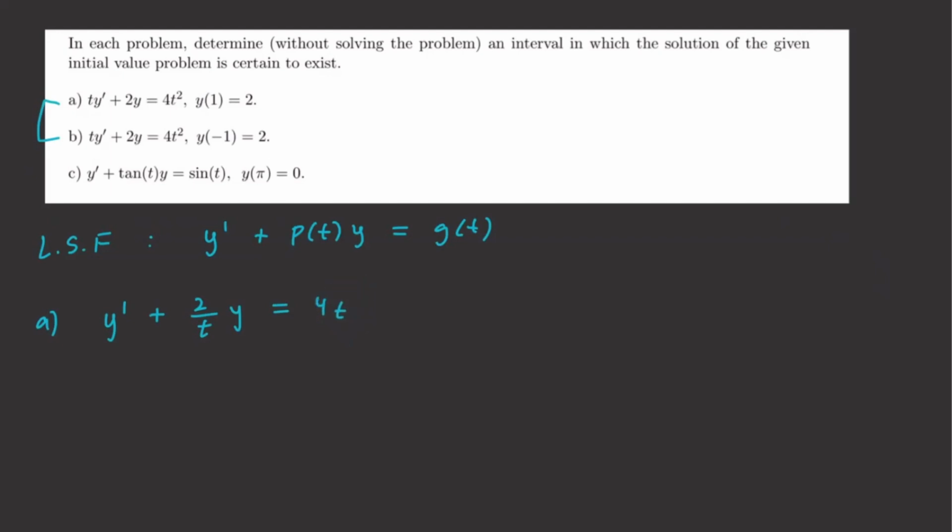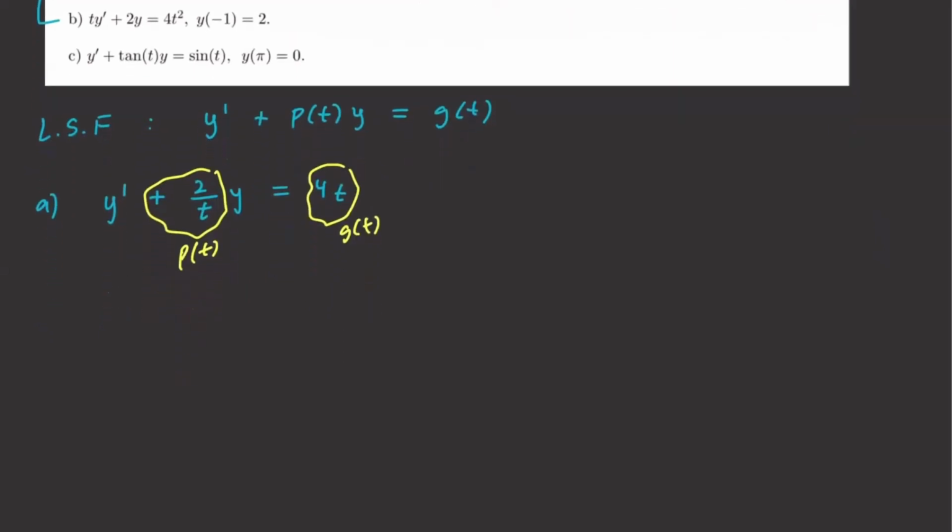Now that we have our equation in linear standard form, we can start looking at where these functions are continuous. This function right here is your p of t, and this function right here we'll call g of t. We know p of t is 2 over t. On which interval is this continuous? Let's look at the domain. Since t is in the denominator, we want to make sure it's not 0, so it's everything except 0. We have negative infinity to 0, union 0 to infinity. That's the domain, that's where it is continuous.